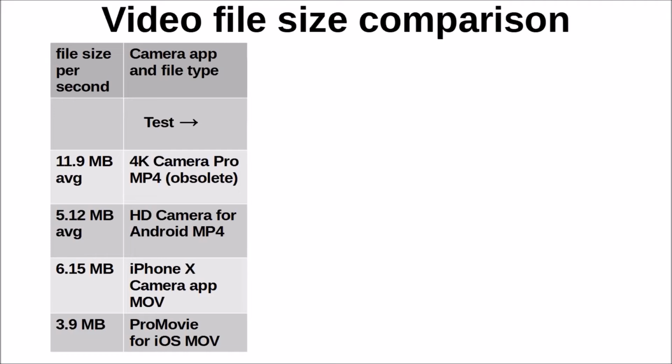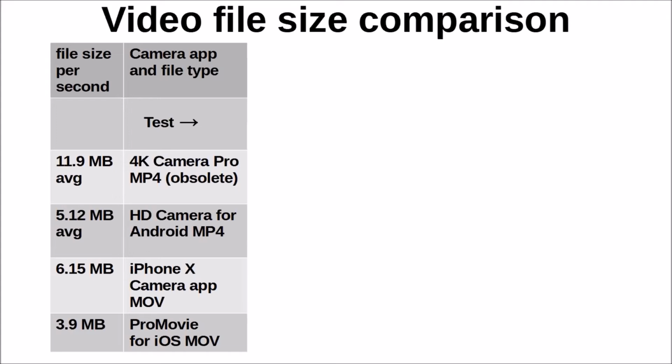And notice that the rate of data per second is dramatically different. And in particular, 4K Camera Pro, the obsolete app that I still use occasionally, recorded at a very, very high data rate per second. And Pro Movie for iOS records at a very low data rate per second.